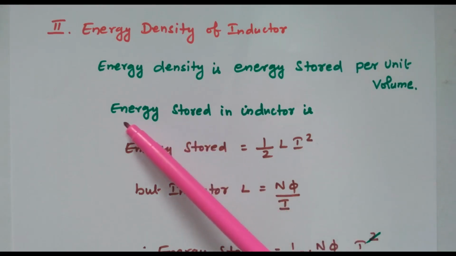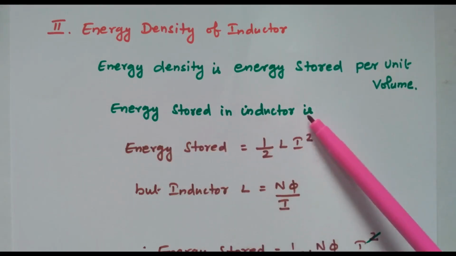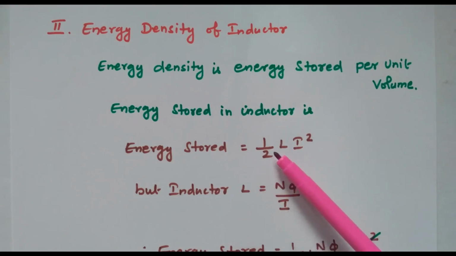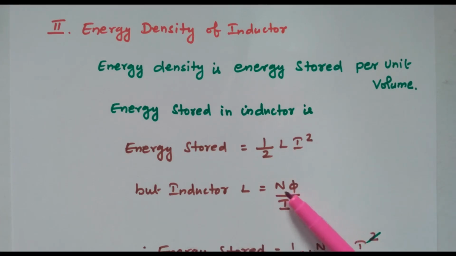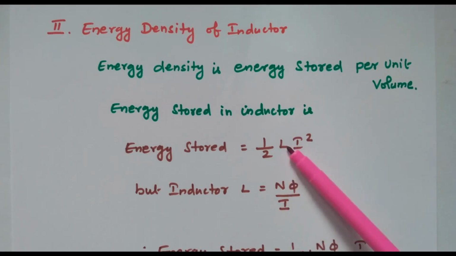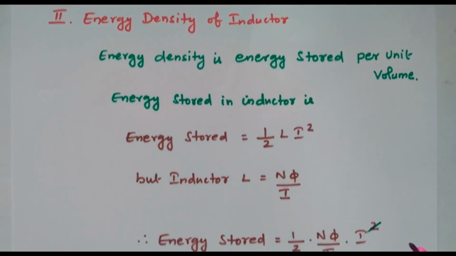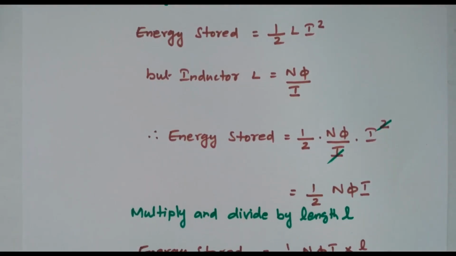So for that, first we'll start with the energy stored. Energy stored in the inductor is half Li square. Just now we discussed half Li square. In this, what is the inductor? Inductor value, general formula N phi by I. Now we'll substitute this L, replace this L with N phi by I. Therefore energy stored equal to half Li square. L is nothing but N phi by I into I square. So one I got cancelled. So half N phi into I, right?